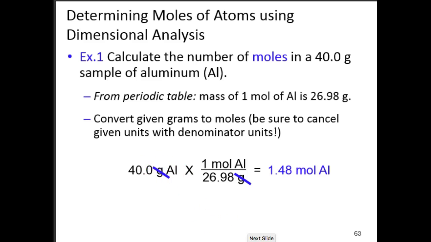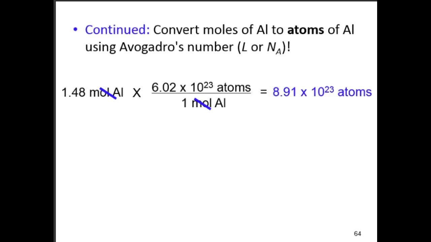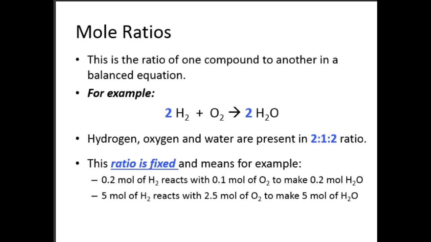So that those units go away, and then we're left with moles of aluminum. Let's say then we wanted to find atoms. Then you would, starting with your moles, make your dimensional analysis. The moles go on the bottom so that your units cancel out and the atoms are on top. So that's probably the way that I would say you're more familiar with.